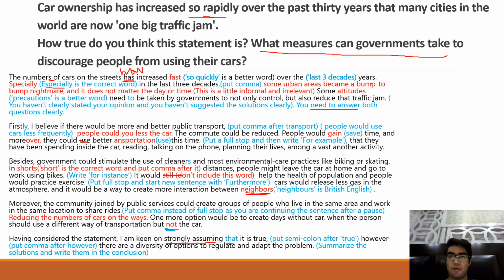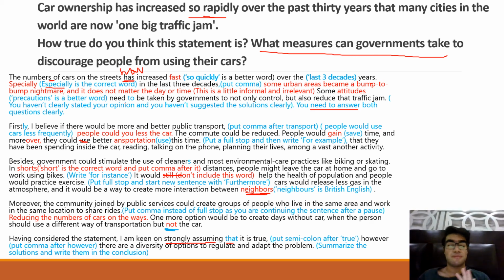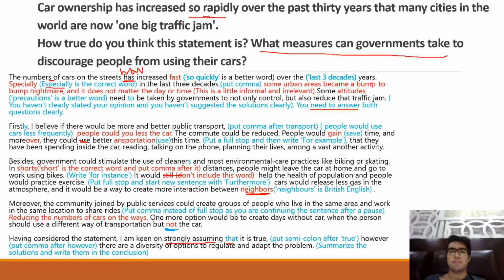And then instead of putting a comma, you can put a semicolon, because whenever you have to write "however", you can always put a semicolon before "however", and then you can write "however", and then you can put a comma, and then you can continue your sentence. I'm just saying that use a semicolon because it shows that you know a variety of punctuation. So try to include colons and semicolons only if you know you can use them correctly and appropriately. So after saying that it is true, you can put a semicolon, and then you can say "however", and then put a comma after "however", and then say there are a variety of options for regular and adaptive problem.